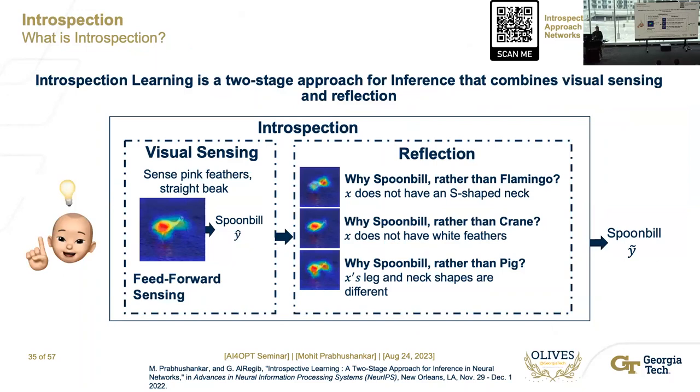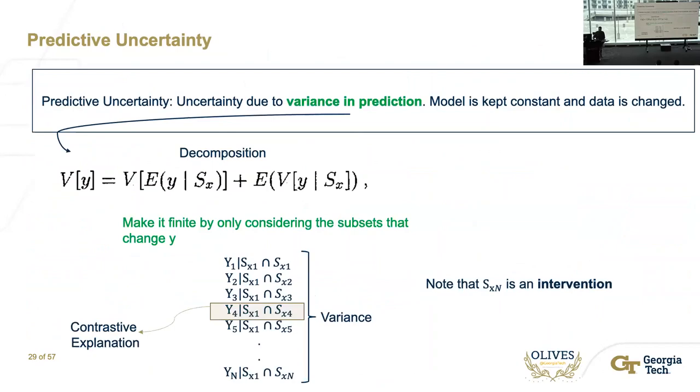Yes. For explainable, I assume if you are quantifying this. Yeah, yeah, yeah. How do you define it? So in literature, the metric is this one. The variance of the expectation of Y given S_X is the metric for explainability.